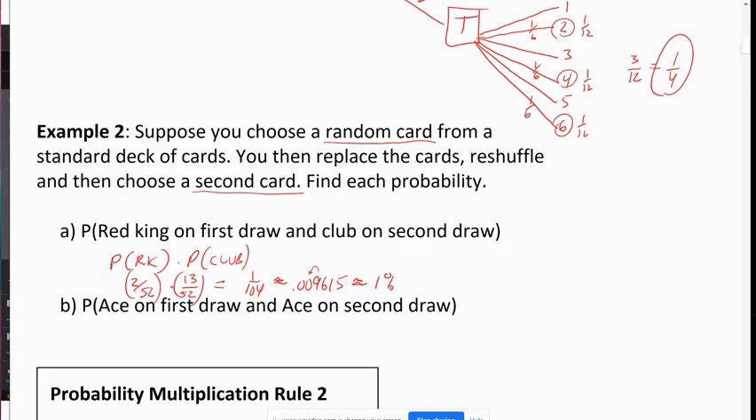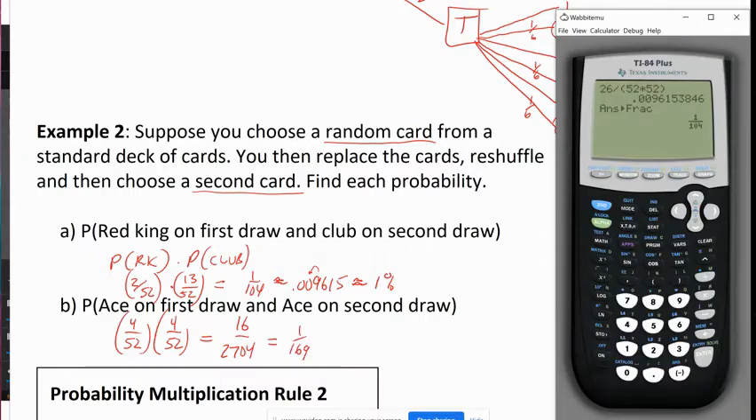Okay, and then the probability of drawing an ace on the first draw and an ace on the second draw. There are 4 aces in the deck of 52. We put it back in, we shuffle, there's still 4 aces out of a deck of 52, and so that is 16 over 52 times 52, which is 2704, and then that reduces to 1 over 169.